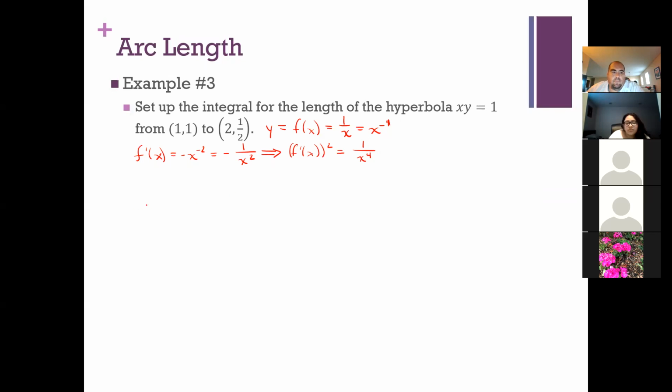We set up the integral. So I'm integrating from where to where? One to two. 1 to 2, because we were looking at x coordinates. And this is a little bit on the optional side, but we can do a little bit of rearranging.